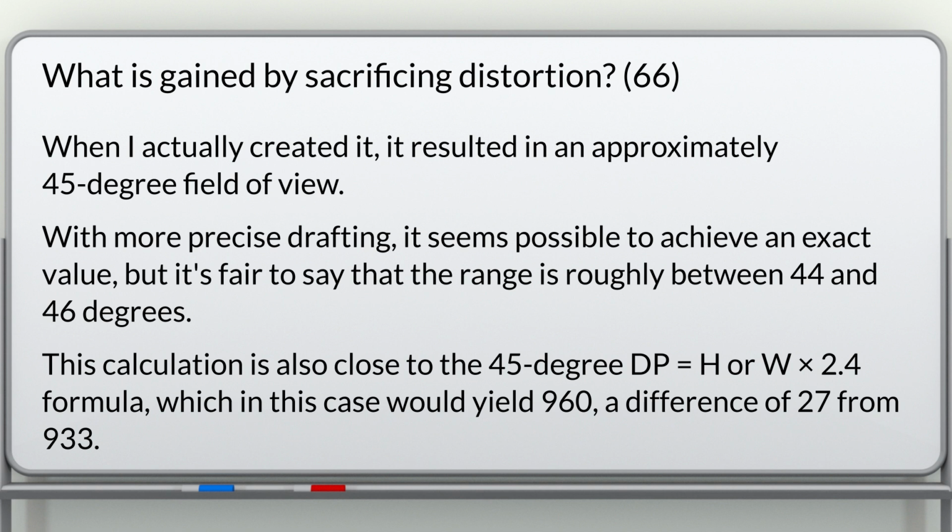With more precise drafting, it seems possible to achieve an exact value, but it's fair to say that the range is roughly between 44 and 46 degrees. This calculation is also close to the 45-degree DP equals H or W times 2.4 formula, which in this case would yield 960, a difference of 27 from 933.